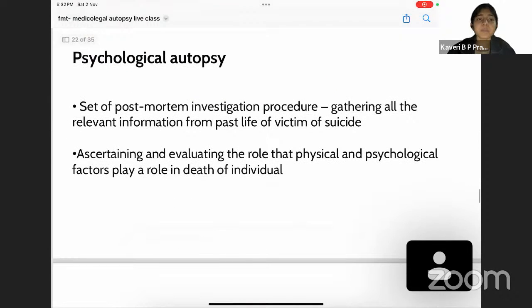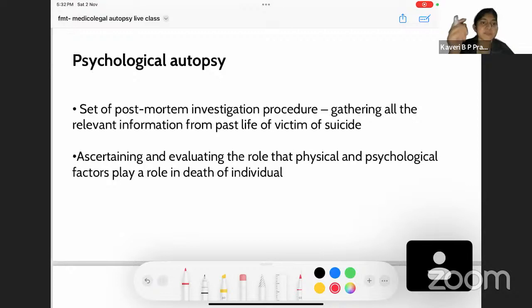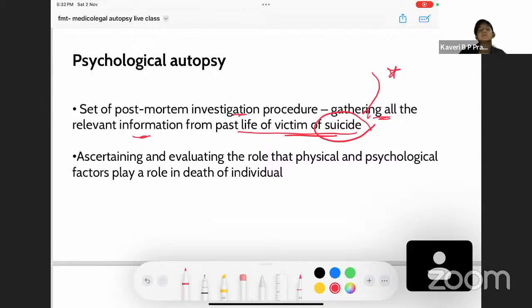Now coming to psychological autopsy, what do you understand by psychological autopsy? It is a set of post-mortem investigation procedures, gathering all the relevant information from the past life of a victim of suicide. Usually, psychological autopsy is done in cases of suicide. Remember this. In your viva voce, they might ask you where we do psychological autopsy. It is done in case of suicide.